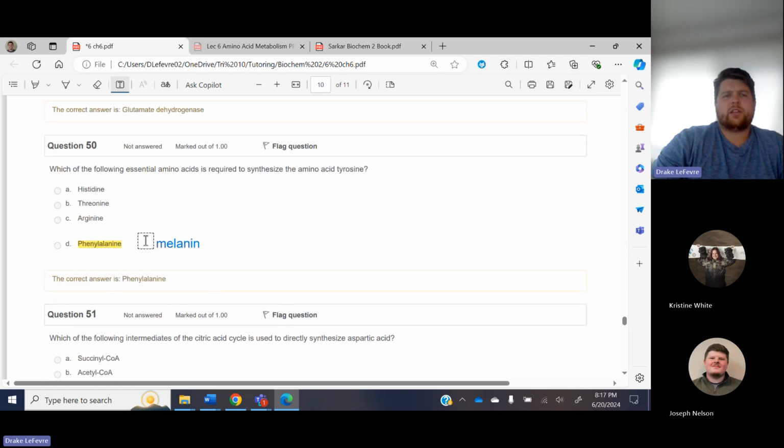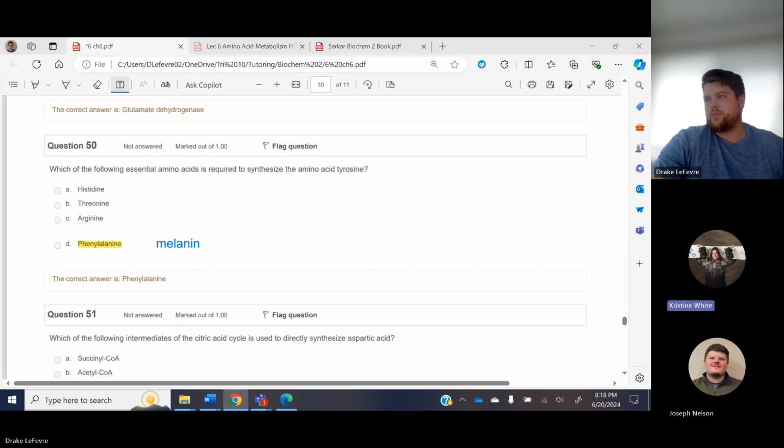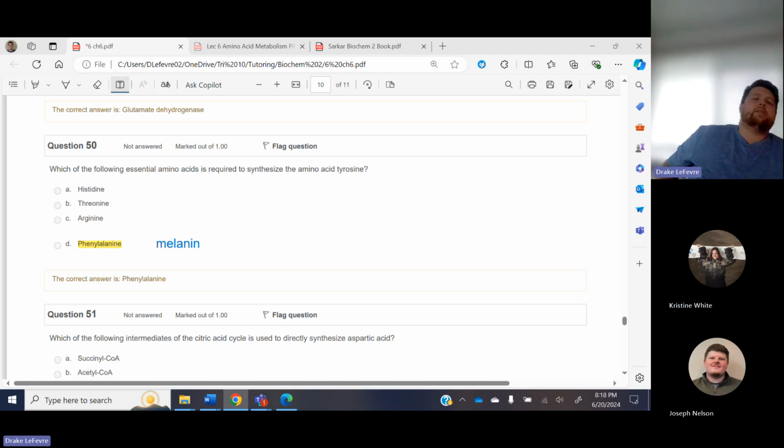What's the medical condition that you get if you are unable to break down phenylalanine? Maple syrup disease. Is that right? Phenylketonuria. Yeah, that's right. Phenylketonuria. You also get albinism.